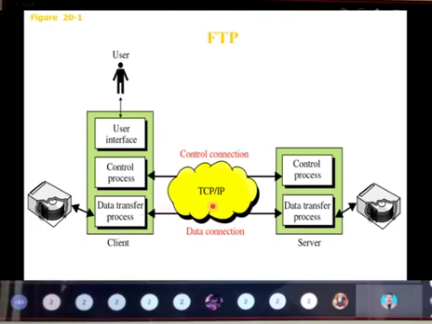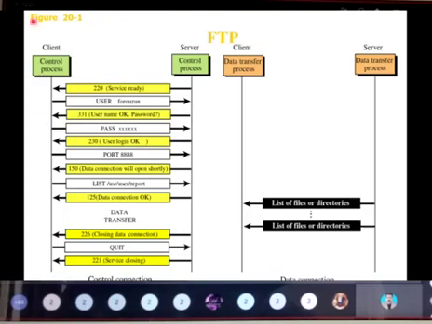Now the client sends the data to the server. The server also has the control process and the data transfer process. These two parts are available on the server side. The user interface is not here, because the client only sends the request through the user interface. Then through the TCP/IP data connection it transmits the message to the server's file transfer protocol.